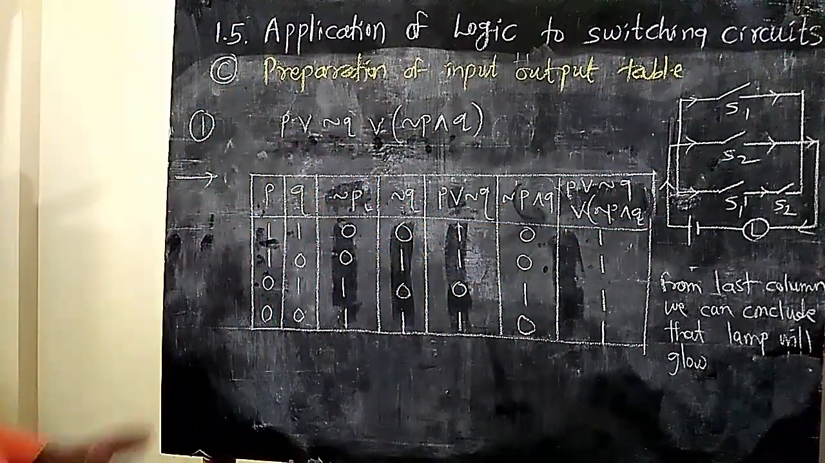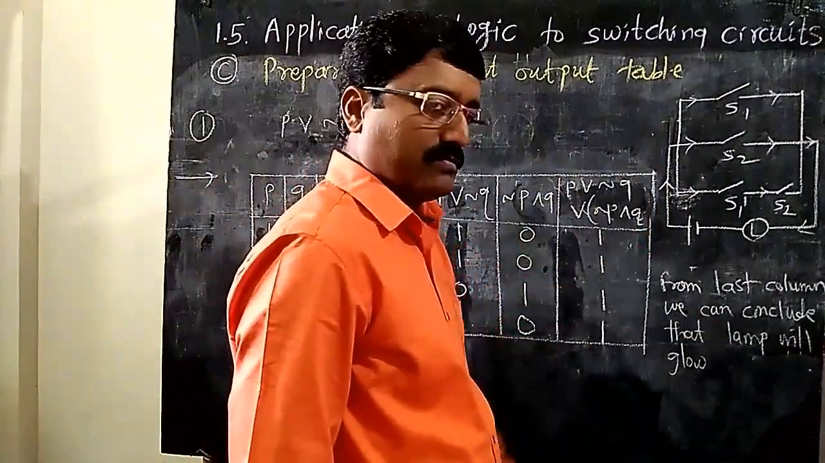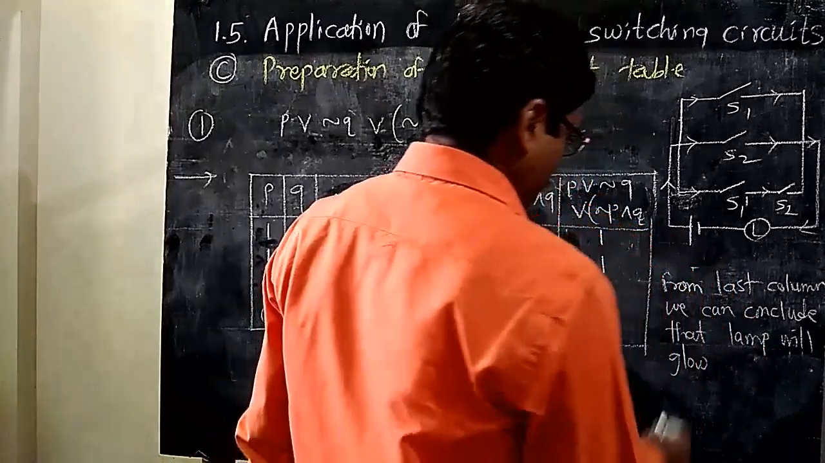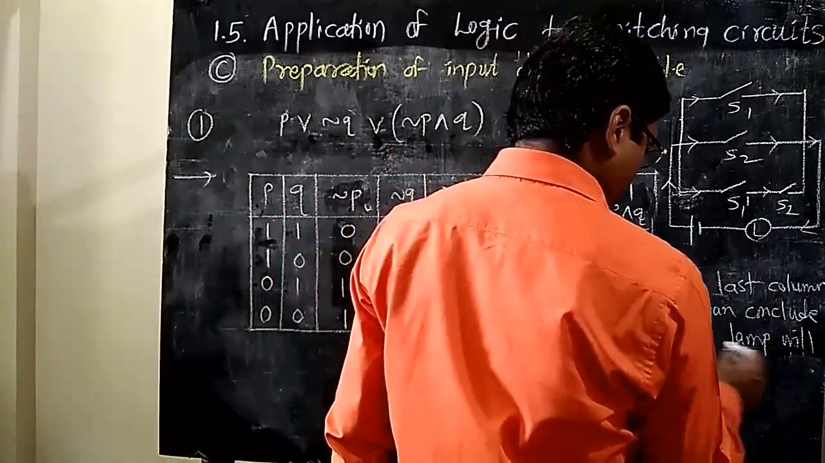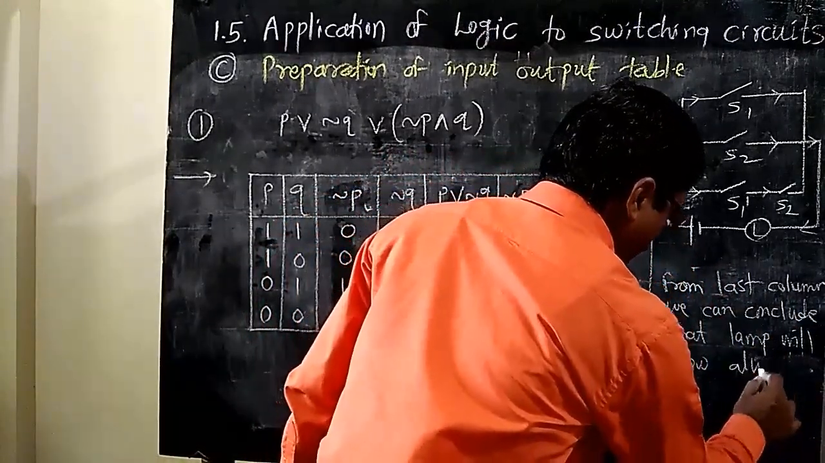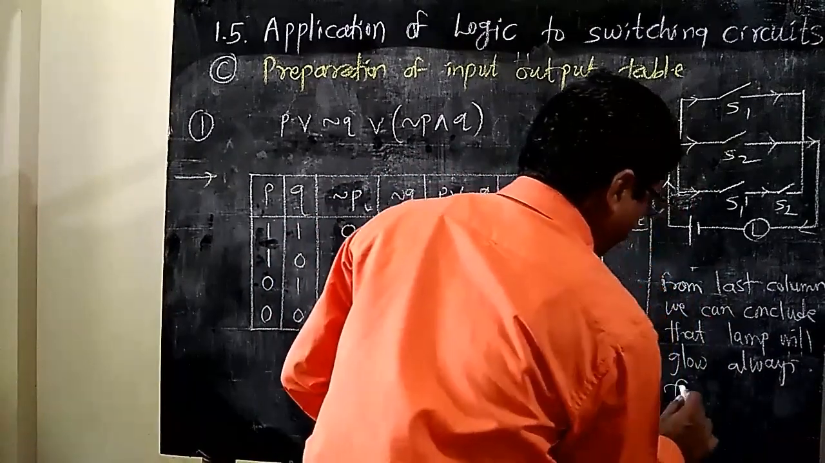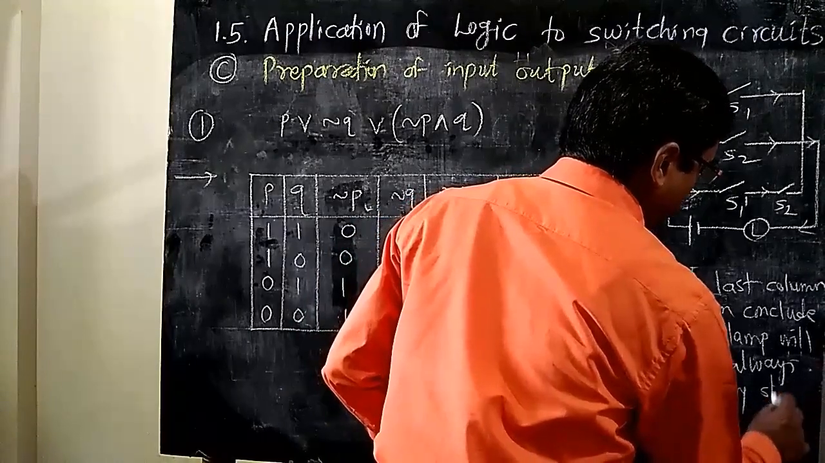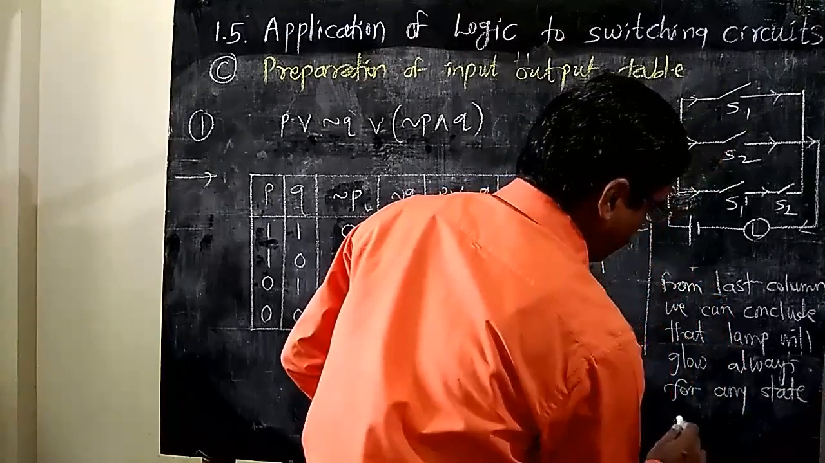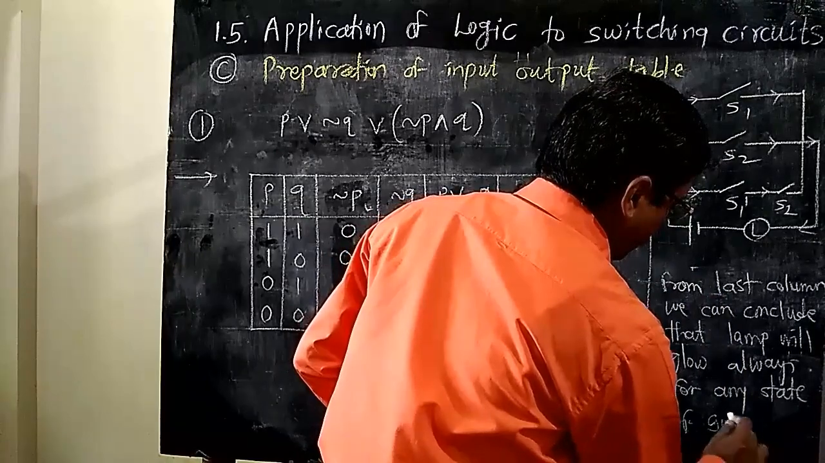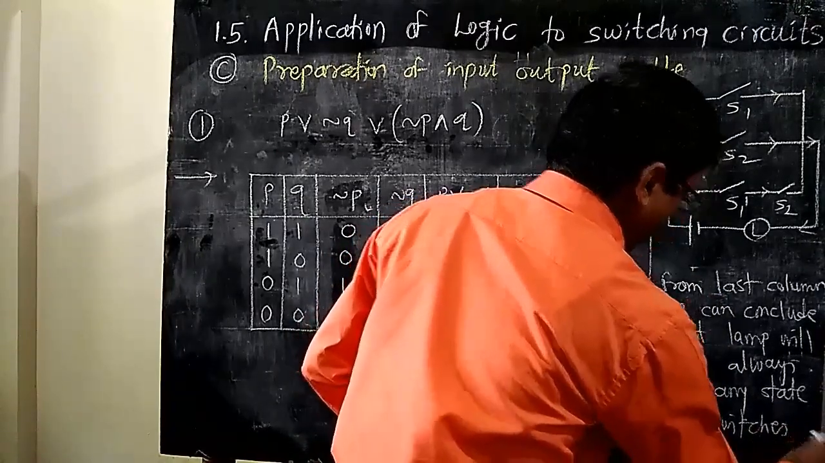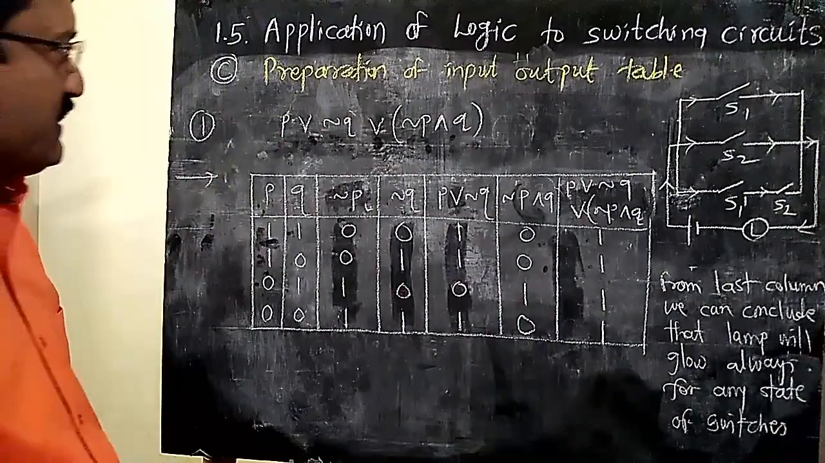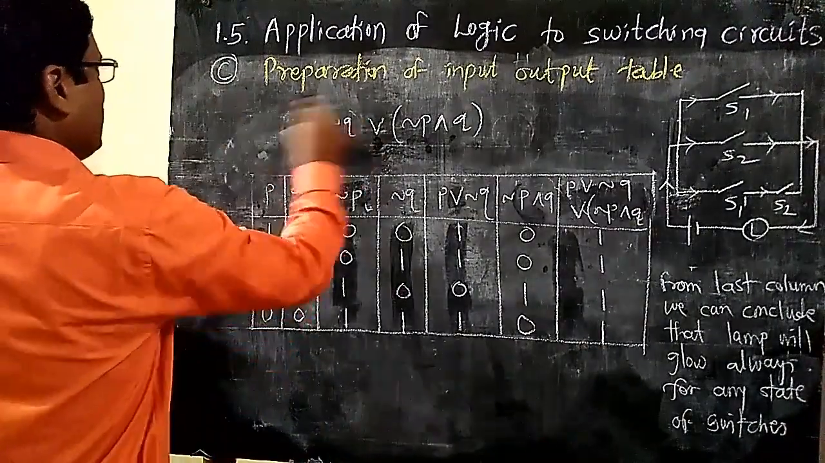So in this case, the lamp will always glow irrespective of the combination of switches. So from the last column, we can conclude that the lamp will glow always for any combination or any situation or any state of switches. Okay, this is about the input output table.